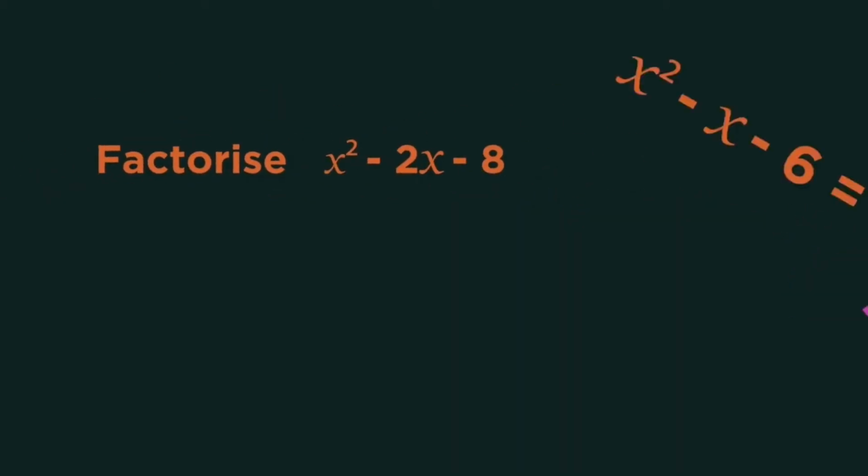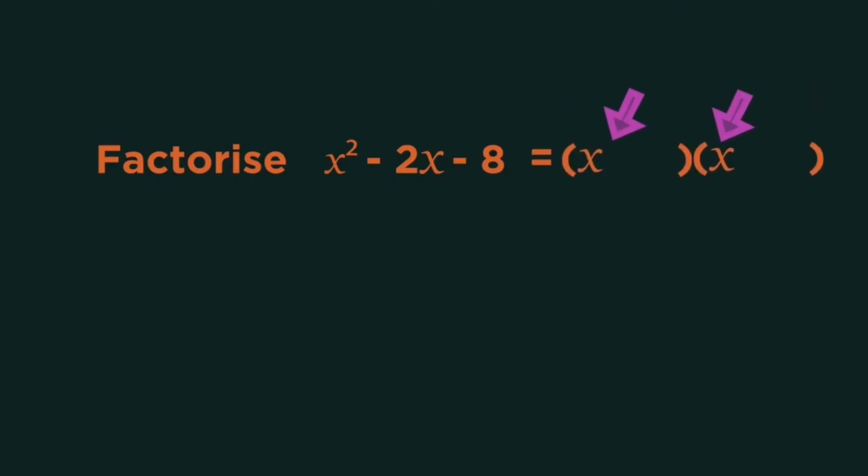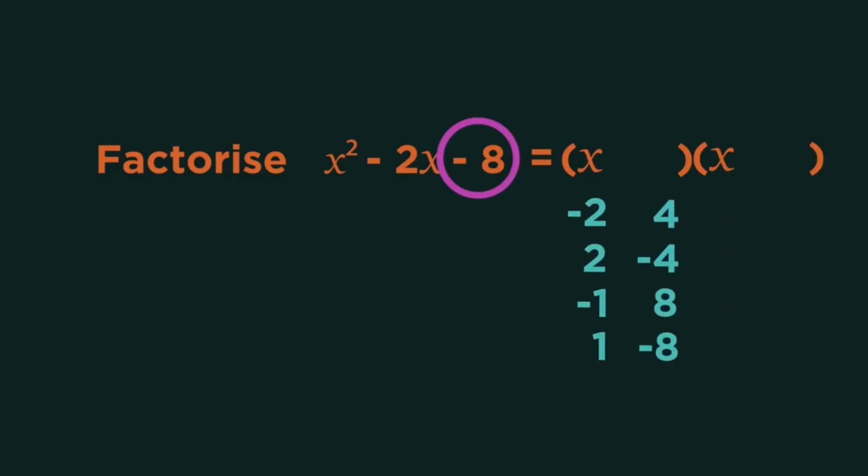So how do we do this? Let's have a look at an example. Start by putting down your 2 brackets, both with an x at the front, because when they are multiplied together, they will give the x squared. Now look at this number. What multiplies to give -8? 2 and 4 and 1 and 8. Now, which combination of those add to give -2?